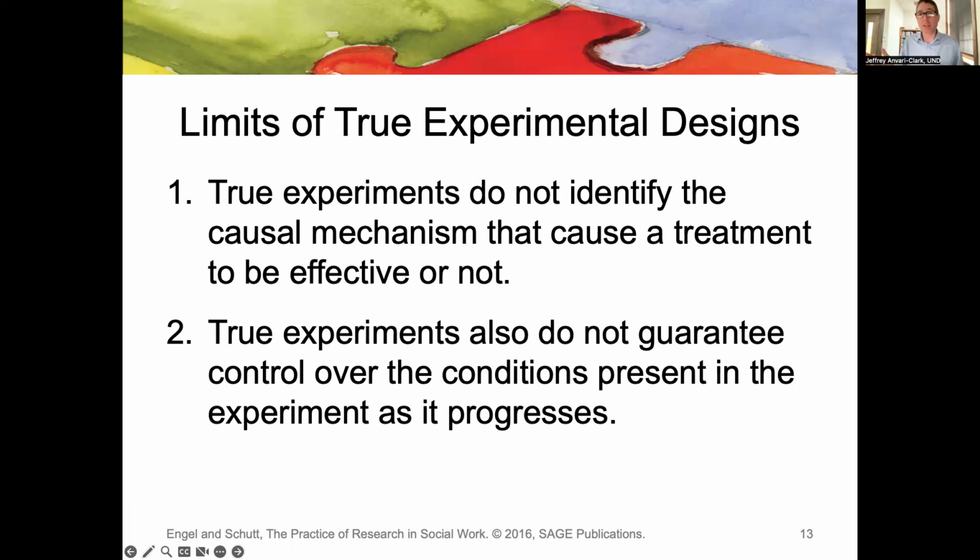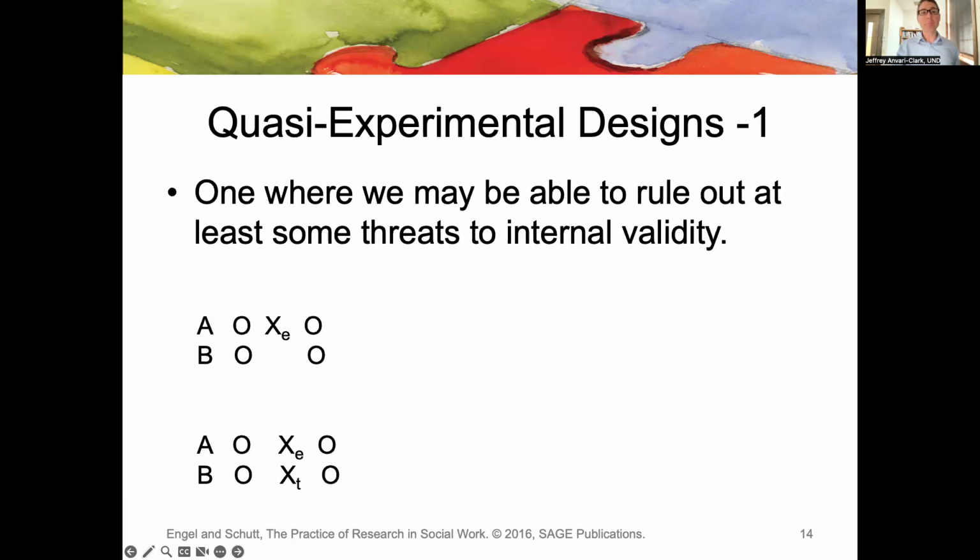I was lucky. I could have my wife take care of my kids, otherwise I can't have my kids with me there. So, these types of things can be very problematic. So sometimes we do the best that we can, and sometimes that means doing a quasi-experimental design. So it's not fully experimental, but it has some elements to it.